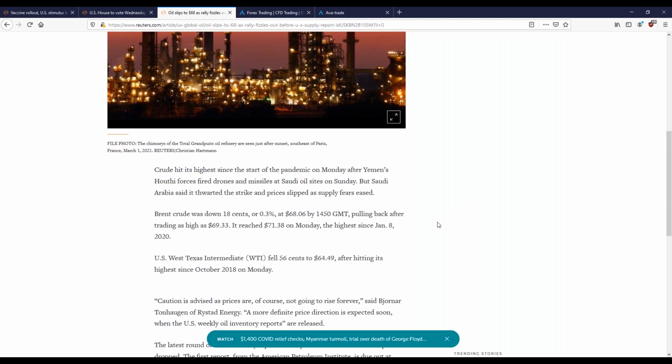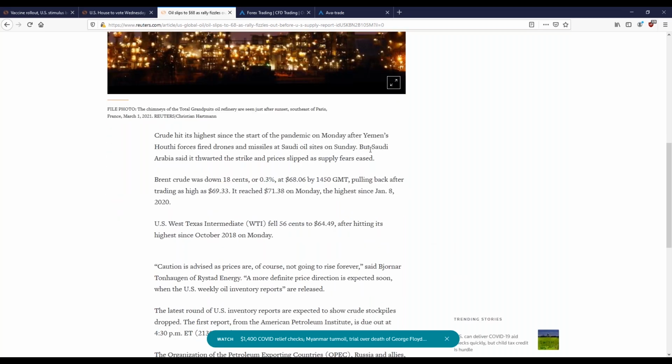So what made oil go flying up? 71.3 still it was on Monday. There were some fears about these Houthi forces that fired drones and missiles on Saudi Arabia. That caused a huge panic reaction that it could disrupt the oil supply, and price went flying up, not because there was any disruption in oil supply, but because of fear that there could be.